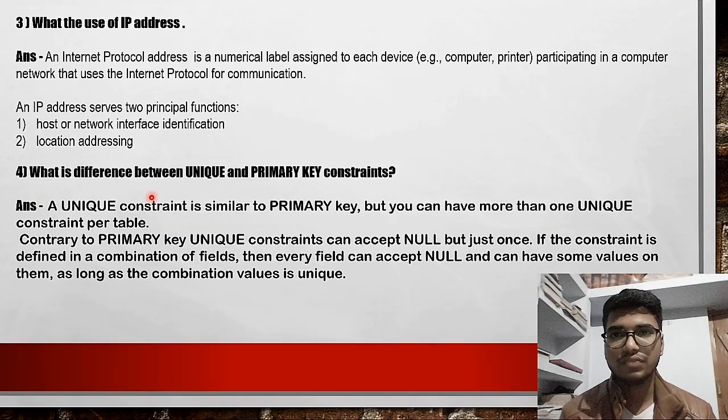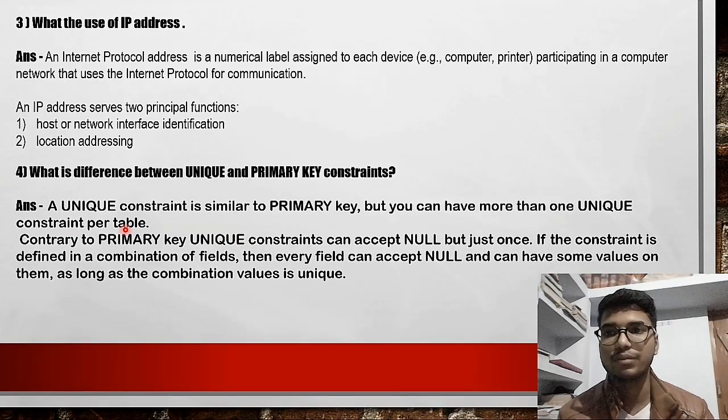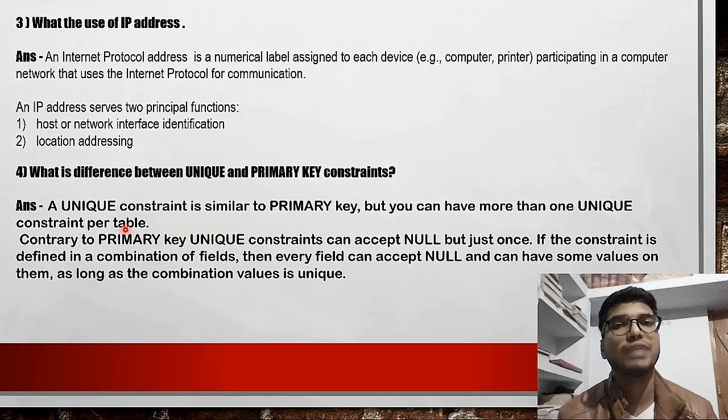Okay, what is the difference between a unique and primary key constraint? Here is the answer. A unique constraint is similar to a primary key, but you can have more than one unique constraint per table. It means that you can have more than one unique constraint in a table, but you can't have more than one primary key. You can have only one primary key. Such type of answer you have to give.